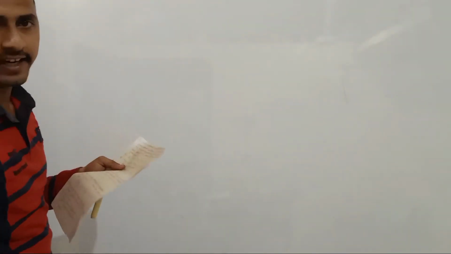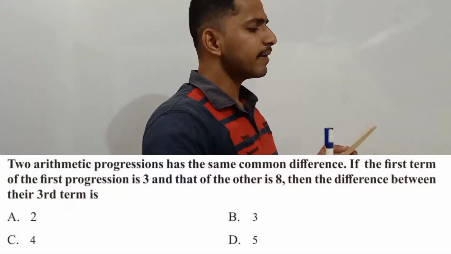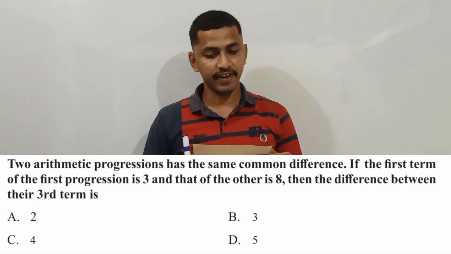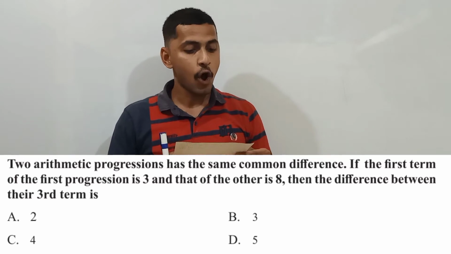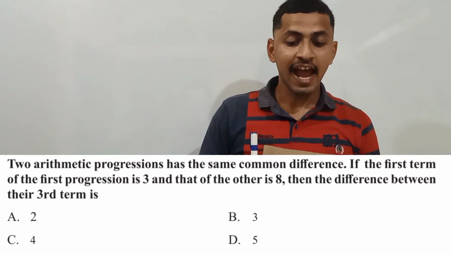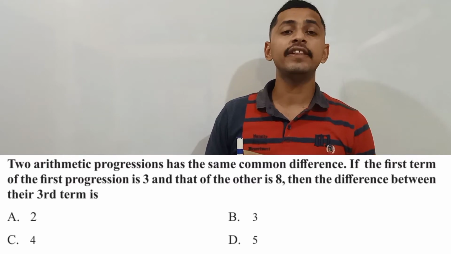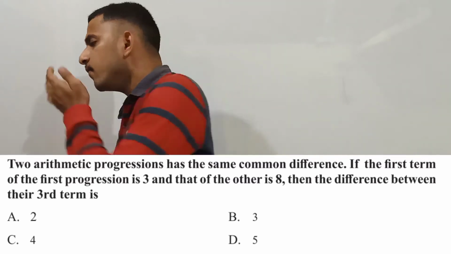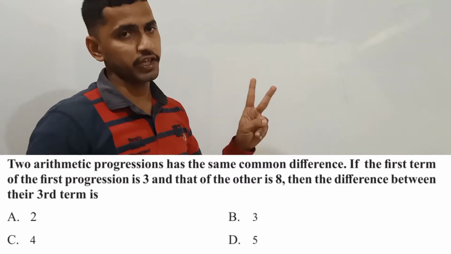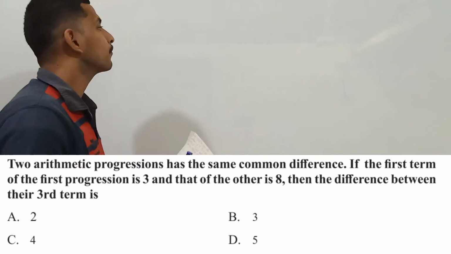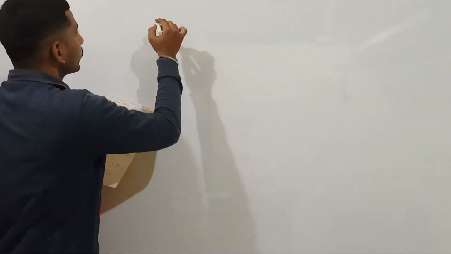Now let us go to the 8th one. Two arithmetic progressions have the same common difference. If the first term of the first progression is 3 and that of the other is 8, then the difference between the third terms is. Here we are given two arithmetic progressions. Let us solve one by one.